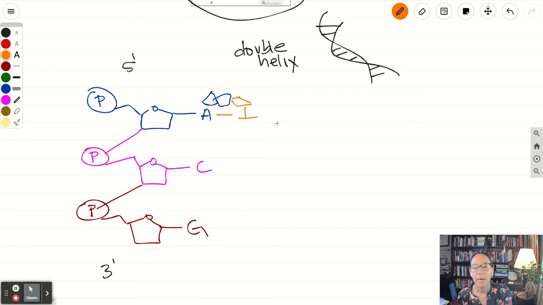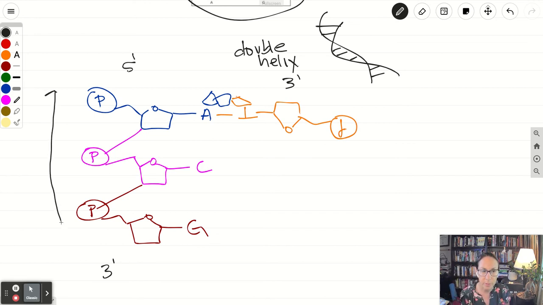Okay. And so the T is bound to a sugar, and I'm going to draw the sugar. It's upside down. And here is the phosphate group, upside down. And so in this way, the 3' end is here, and the 5' end is here. It's upside down. Okay, they are going in opposite directions. So here is the bottom to the top, and over here, the bottom to the top is upside down.